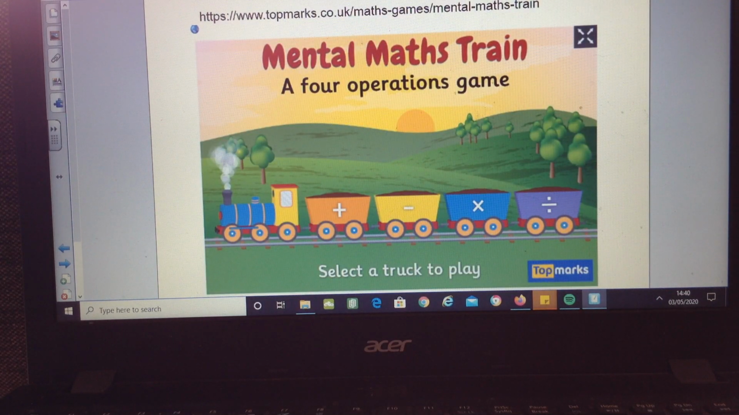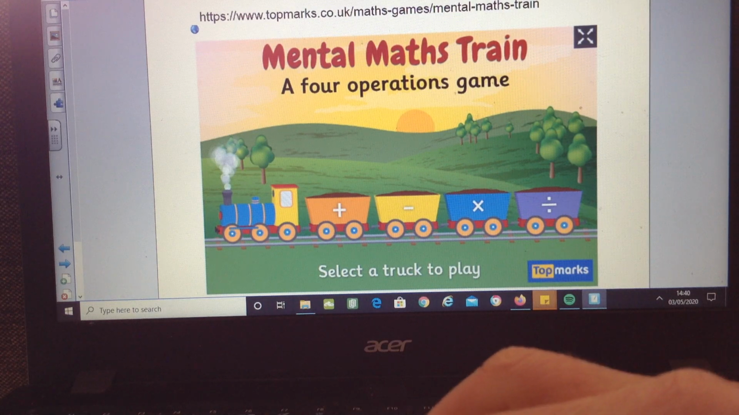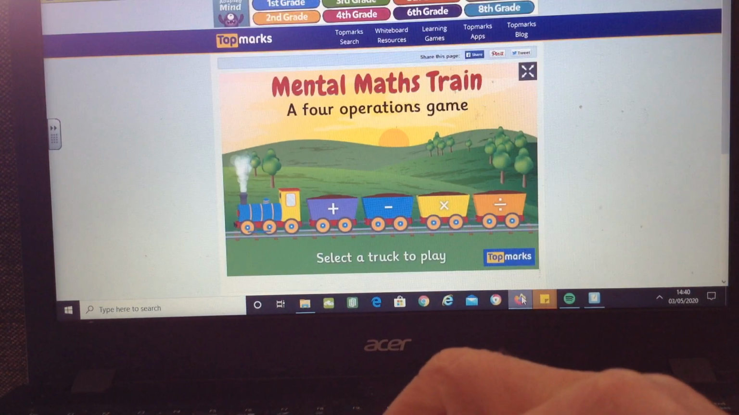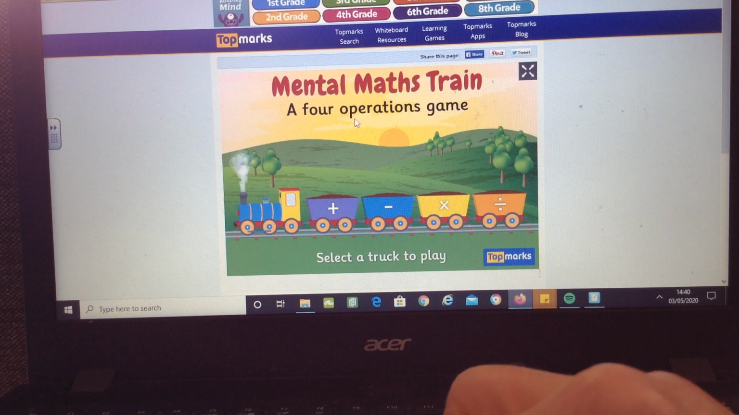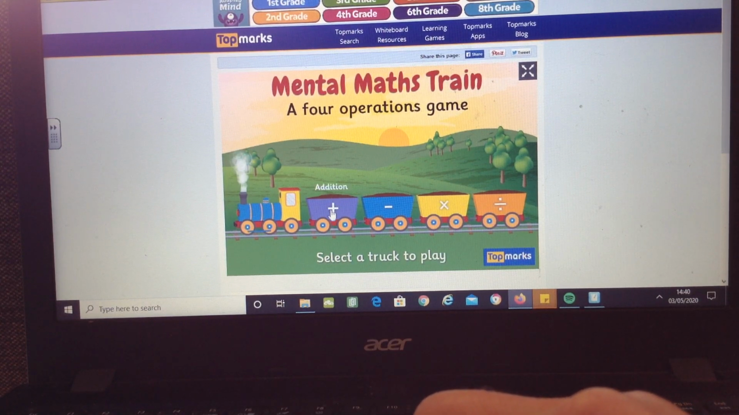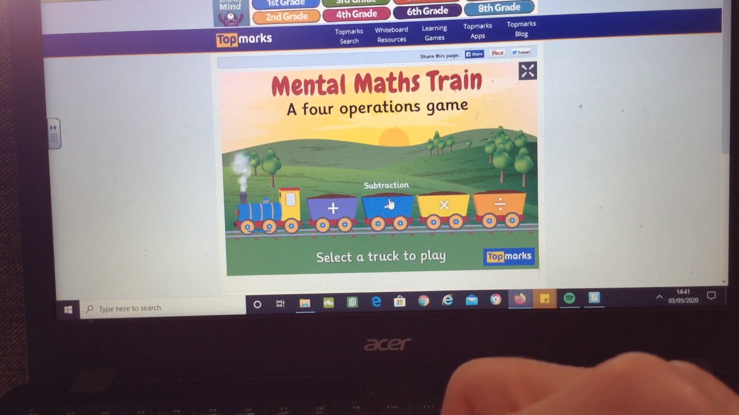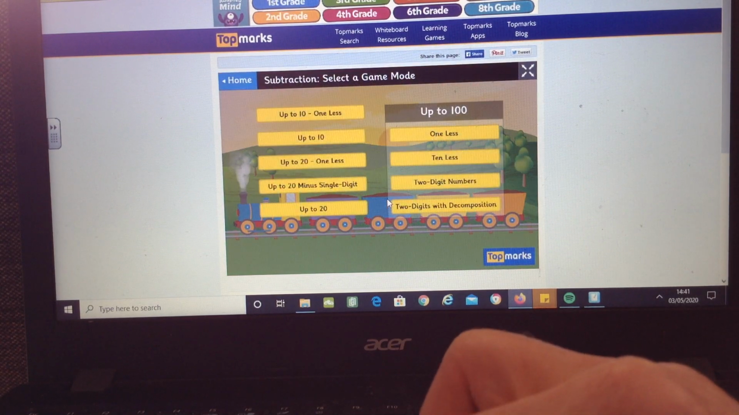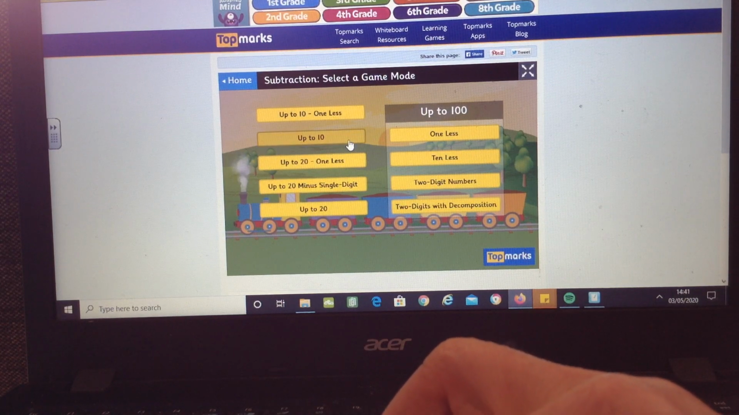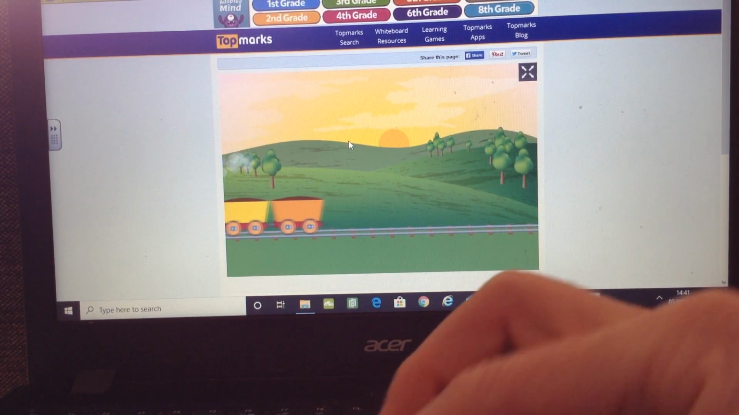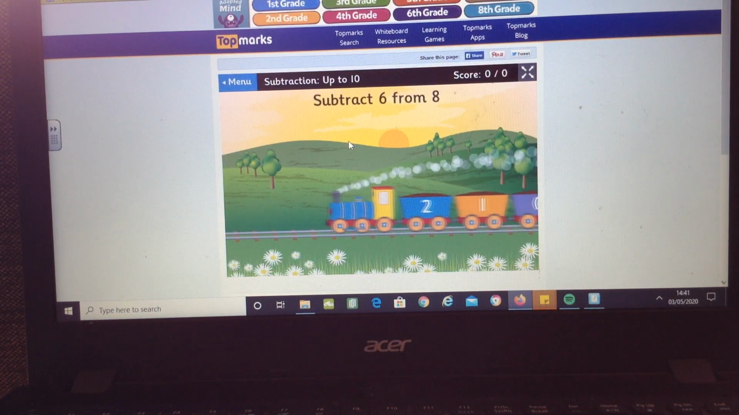Now, the other thing that you can be doing is getting online to play some games, because that really helps your mental subtraction. This one is on Top Marks. We've been on Top Marks a lot lately, haven't we? And it's the Mental Maths Train. So let me go online and I'll show you what it is. A 4 operations game. Operations, well, that simply means addition, subtraction, multiplication and division. We're going on the subtraction one today. We're going to go on the numbers up to 10 for now. You can go on the bigger ones if you like.